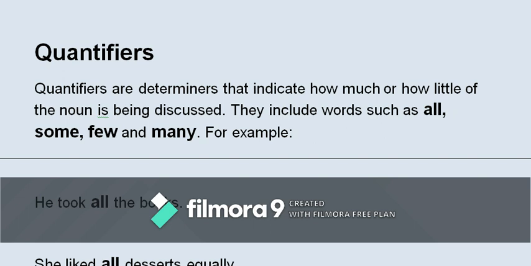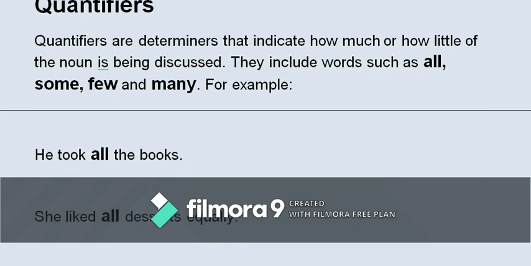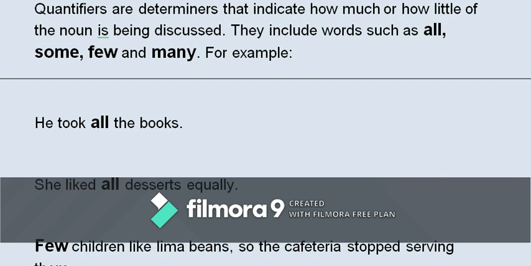He took all the books. When we're talking about all, you can see books is the noun, the is the article, that is already a determiner present over there, but we are quantifying the books with the word all. So we have two determiners over here for the books. Then we proceed further to the next example. She liked all desserts equally. Now over here we are talking about the noun dessert and the determiner is all.